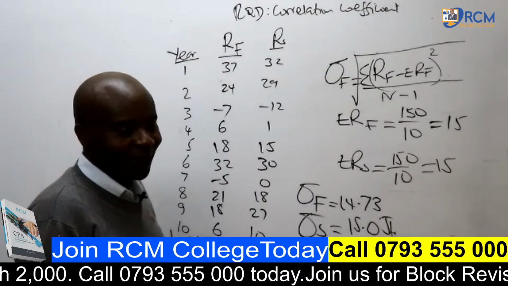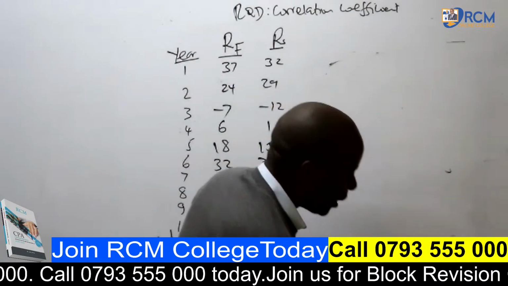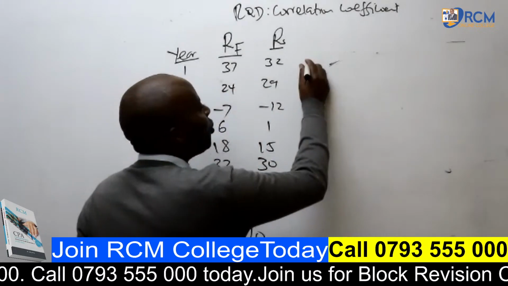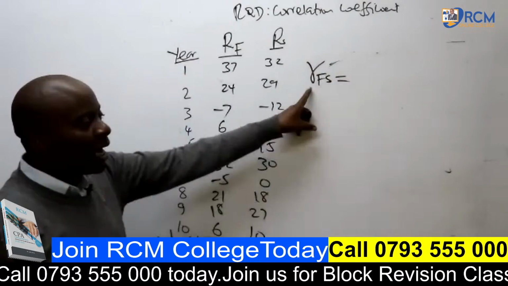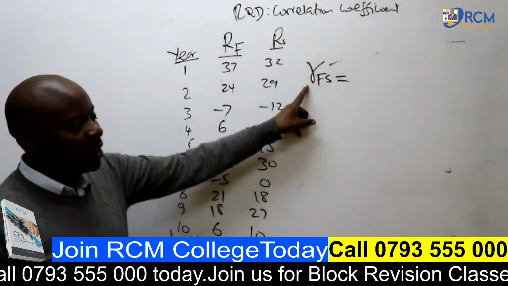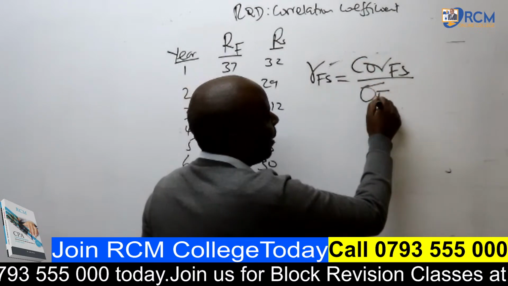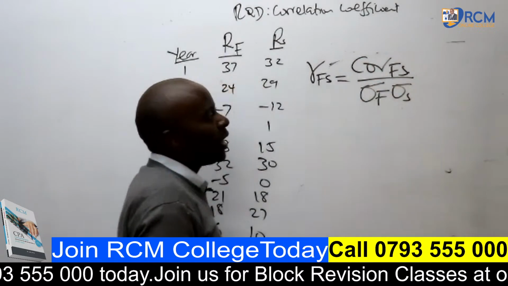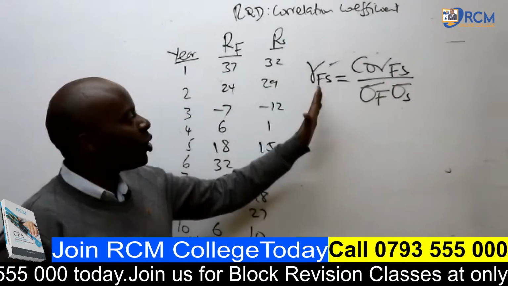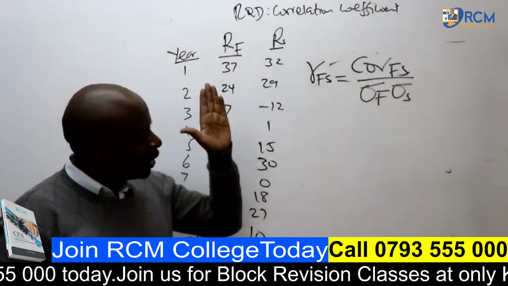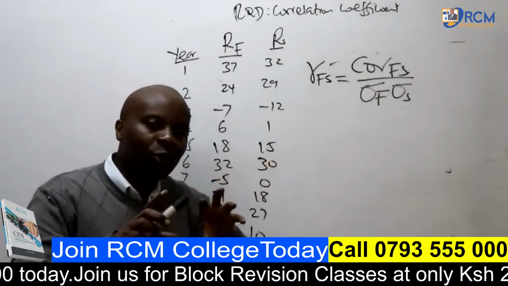Let me remind you. To get the correlation coefficient, my great students, we normally standardize the covariance. To get R between F and S, we take the covariance between F and S divided by the standard deviation of F and the standard deviation of S. Anytime they want you to get the correlation coefficient, take the covariance between F and S and divide this by the standard deviations of the two securities.